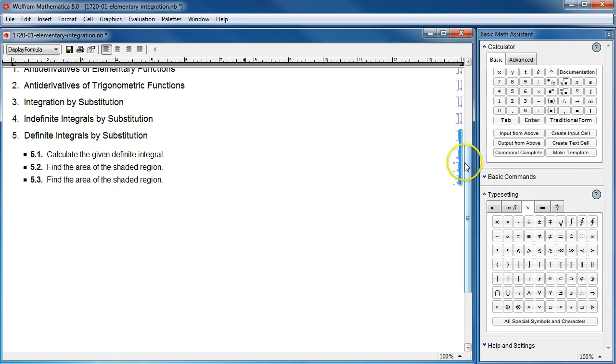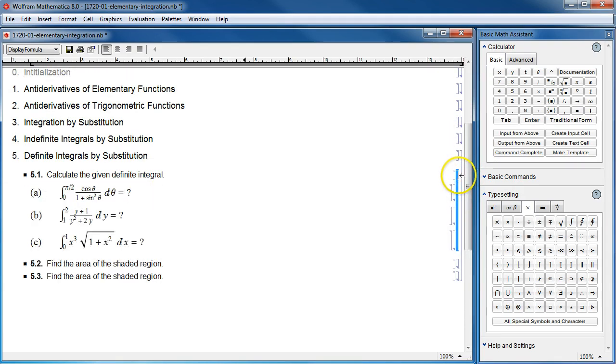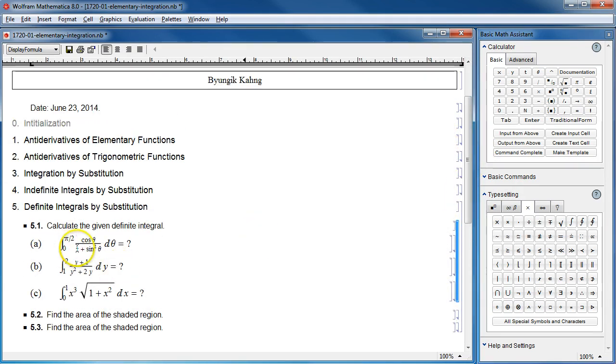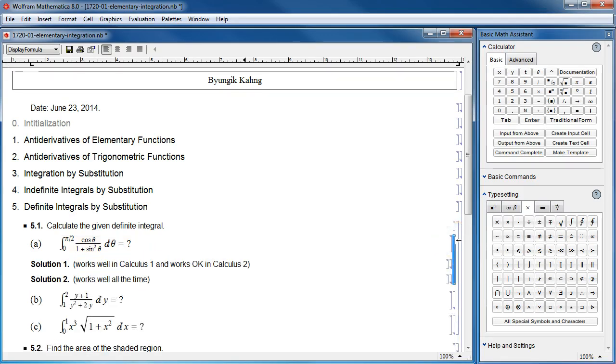how to deal with a definite integral. Let's go with this example. We have done this before, as a matter of fact. Cosine of theta over 1 plus sine squared. We had an arctangent function, didn't we? How do we take care of this kind of integral? There are two ways to handle a definite integral.